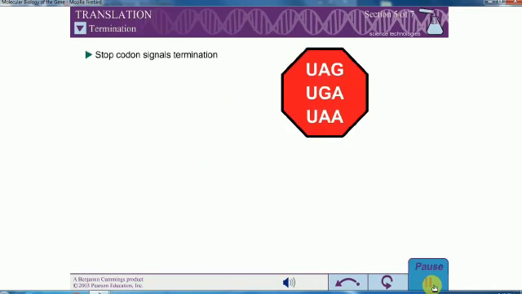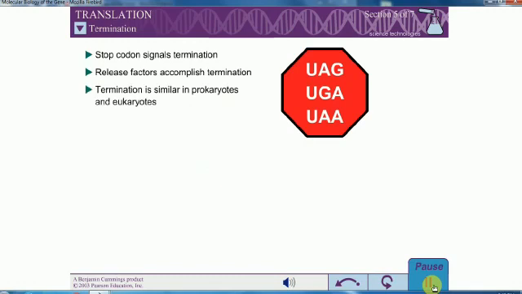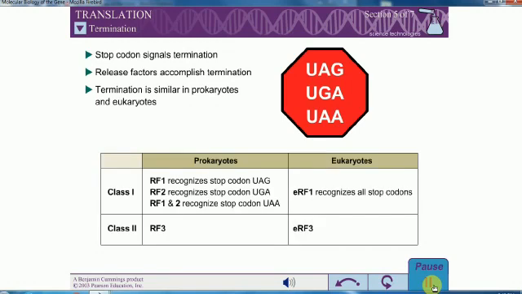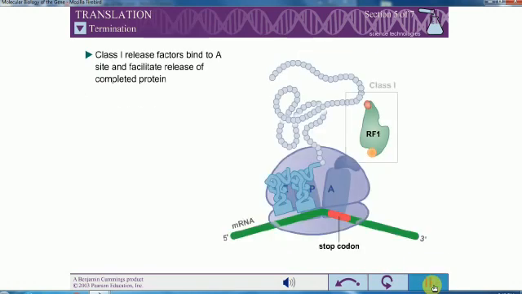Termination of translation is engaged when a stop codon on the mRNA enters the A site of the ribosome and is performed by release factors that recognize the stop codon. The mechanism of termination is similar in prokaryotes and eukaryotes and involves two kinds of release factors called class I release factors and class II release factors.